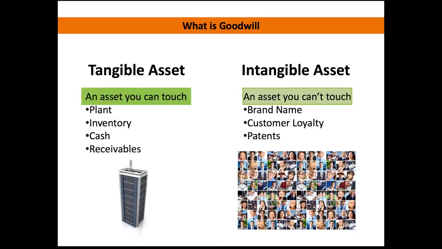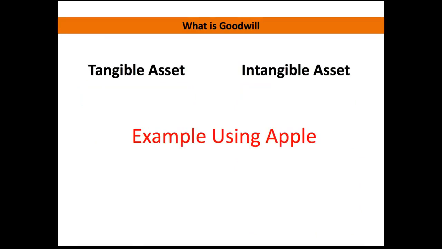So before we can start describing what goodwill is, we have to understand what tangible assets versus intangible assets are. So over on the left, you can see that a tangible asset is something that you can actually lay your hand on and touch. So this would be your plant, your inventory, cash, receivables, all those kinds of things. Now receivables, even though you can't touch them maybe right now, eventually you will be able to. So intangible assets are those things that you can't touch, and that would be your brand name, customer loyalty, patents, things like that.